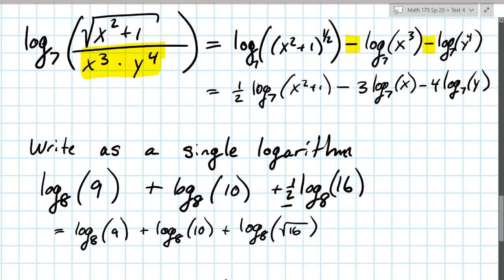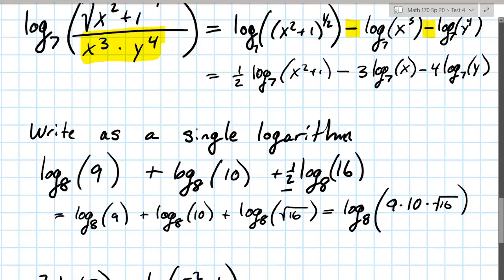Now that I have everything with no coefficients, with just ones in front, now I can use the addition multiplication property, and we have log base 8 of 9 times 10 times the square root of 16. If you want, you could multiply that out. You know, the square root of 16 is 4, and whatever. You get a number inside there. But that's it for that one.